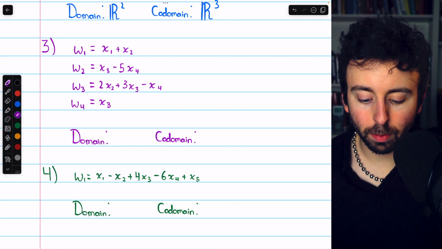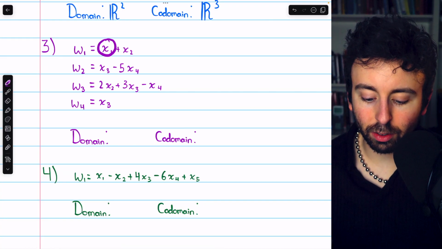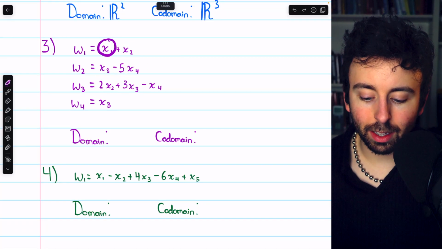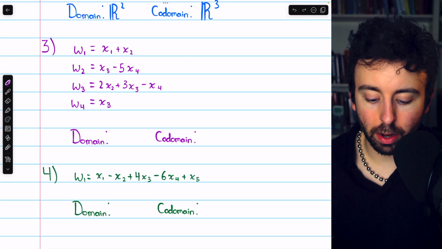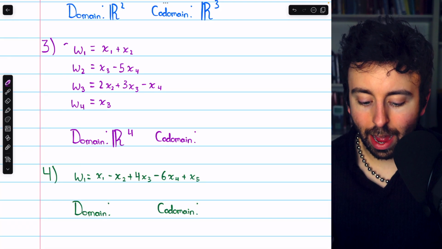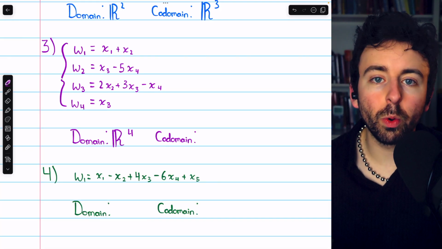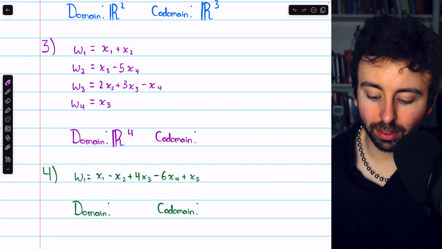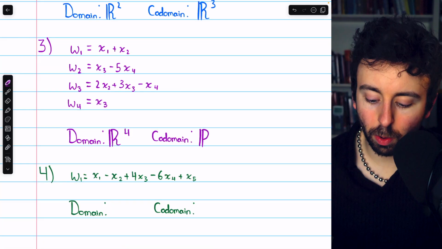Then looking at problem 3, we have, let's see, x1, x2, x3, x4, and that appears to be it. So there are 4 input variables. Hence, the domain is R4. We also have 4 equations. 1 equation describing how to calculate each component based on the input variables. So the codomain is also R4.